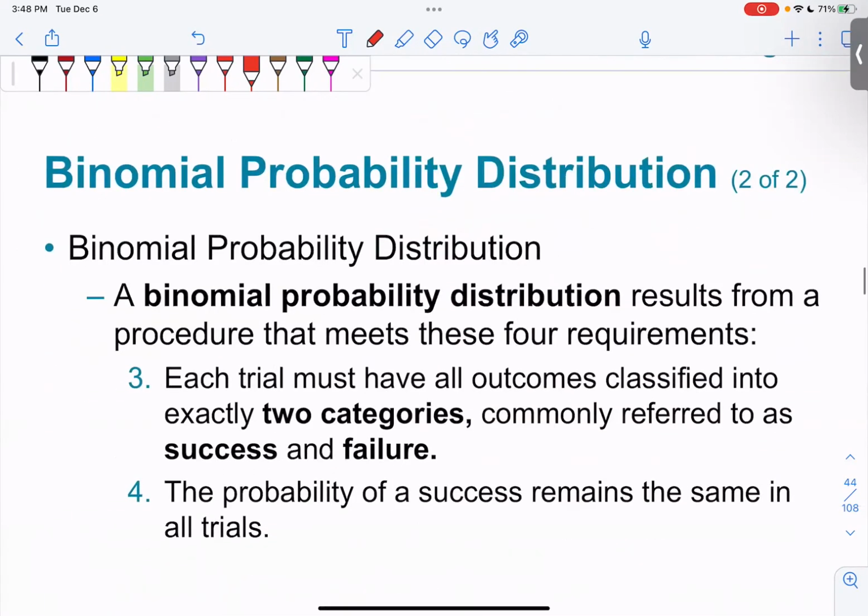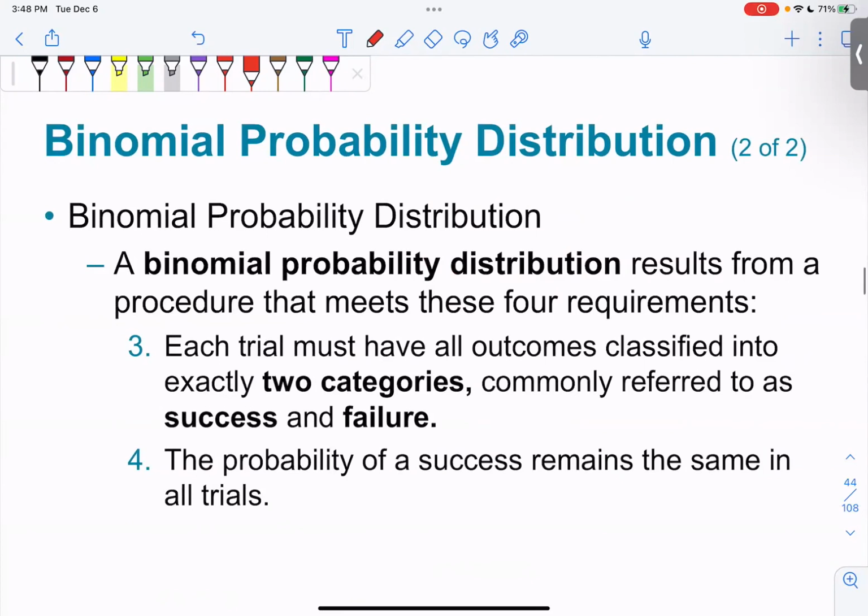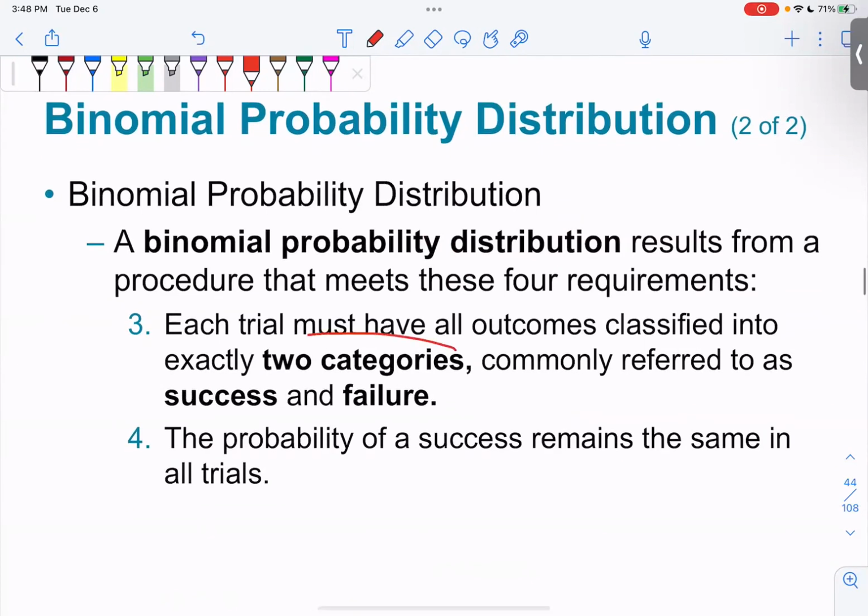And then the third requirement: we must have just 2 outcomes from that experiment. Yes or no, agree or don't agree, male or female, head or tail. Just 2 outcomes.